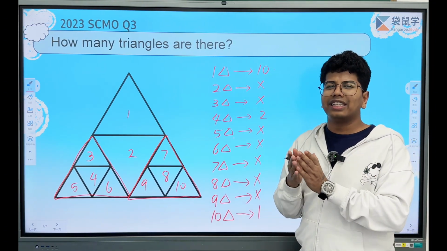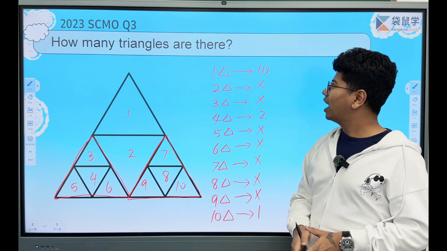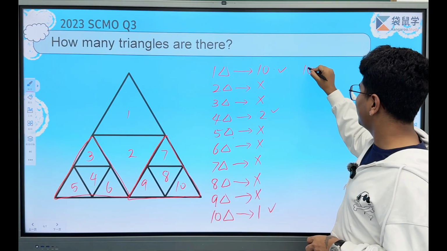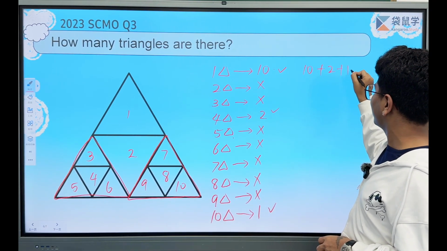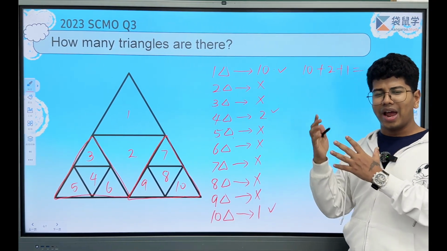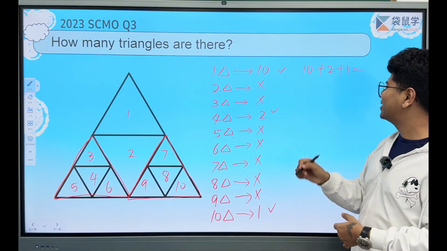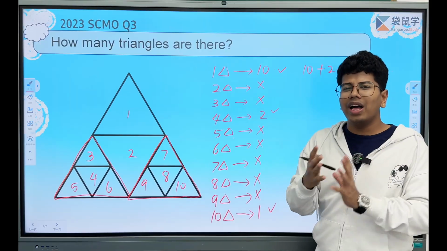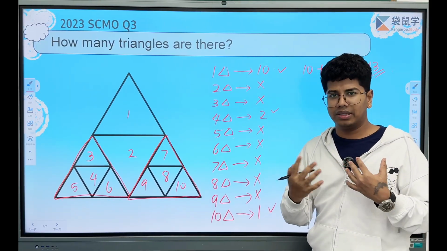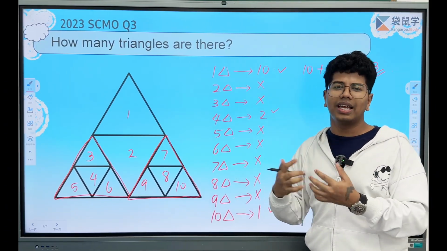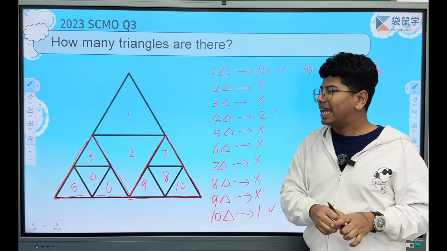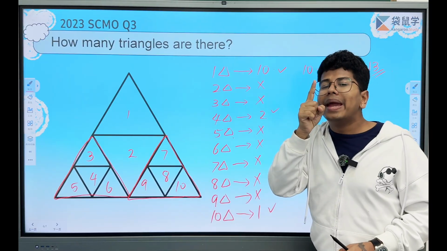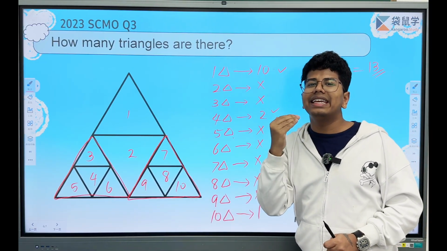So how to calculate the total number of triangles now? Here we can see it's 10, 2 and 1. So 10 plus 2 plus 1, what is the answer? 10 plus 2 is 12, 12 plus 1 is 13. So in total there are 13 triangles. So there is just one thing to understand from these examples. Whenever we need to count the number of triangles, we can discuss it in cases and do it in order. Make sure we don't miss any counting.